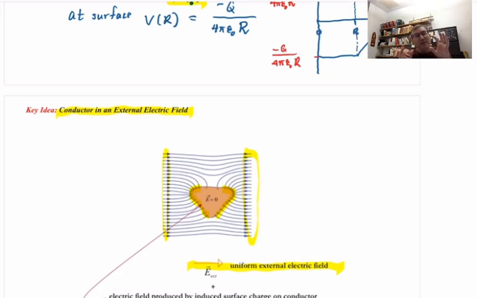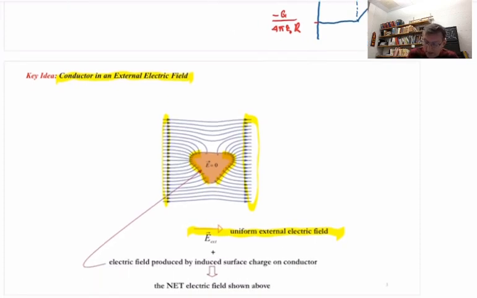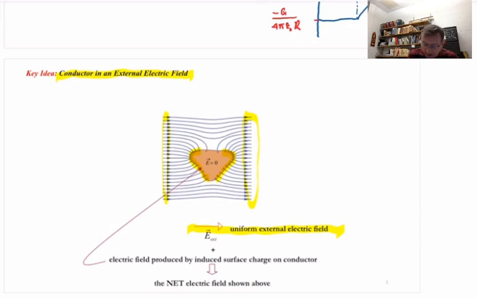And those charges will distribute themselves just right on that surface, such that the electric field produced by the induced surface charge on the conductor plus the uniform external electric field to the right will give me a net electric field that is 0 in the body of the conductor and has the shape you see with the blue lines outside the conductor. Notice the blue lines, some of them have curvature, and some of them come into and terminate on the surface of the conductor, but they do so at a right angle. And some come out of the conductor and go onward, again at a right angle.